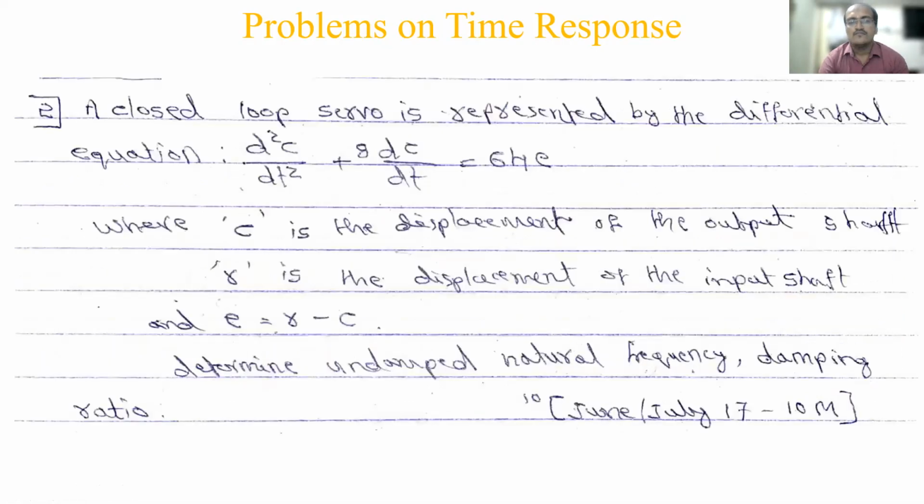Okay. Let's go for the second problem now. So this is a differential equation given now instead of giving the block diagram earlier. So now we have been given a differential equation. The method is the same. You need to find the C of s by R of s.